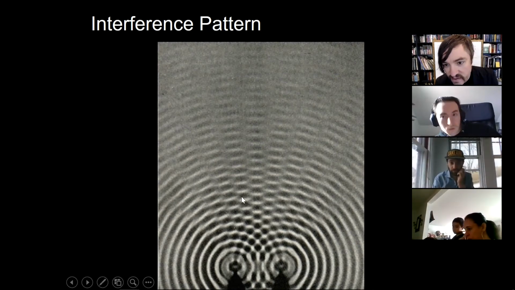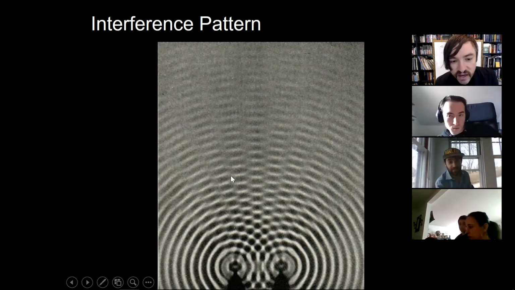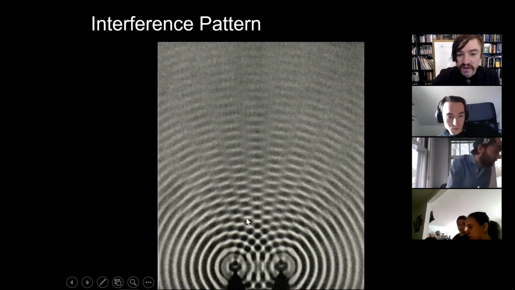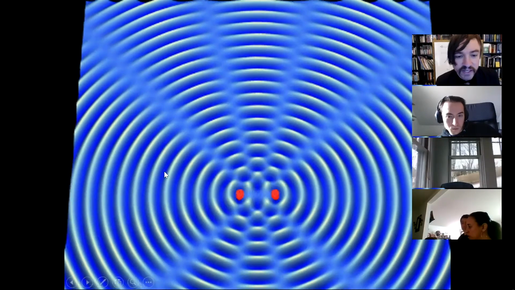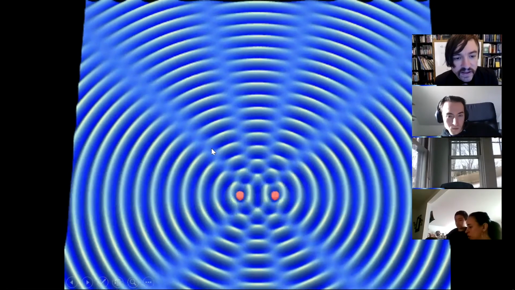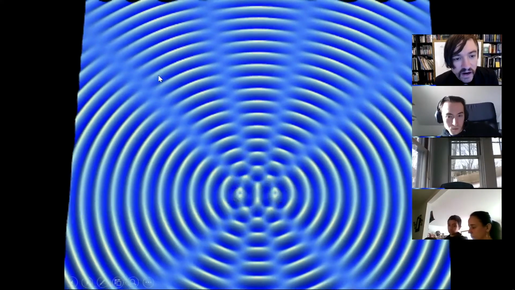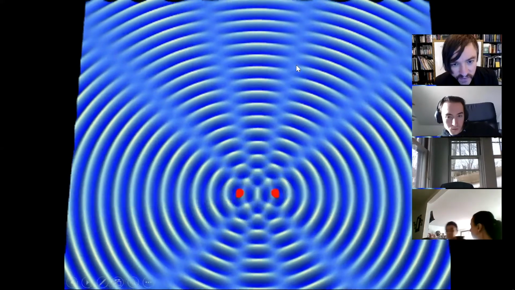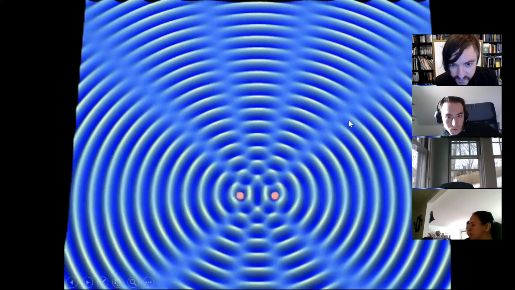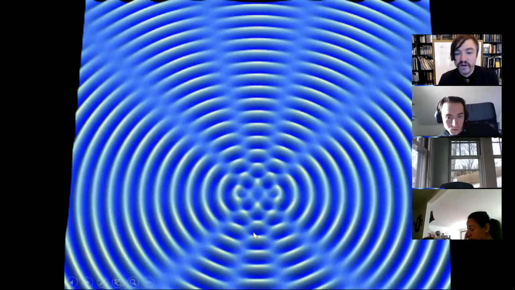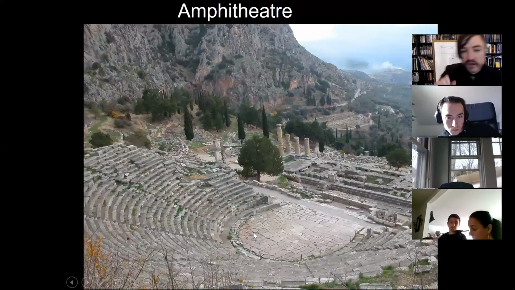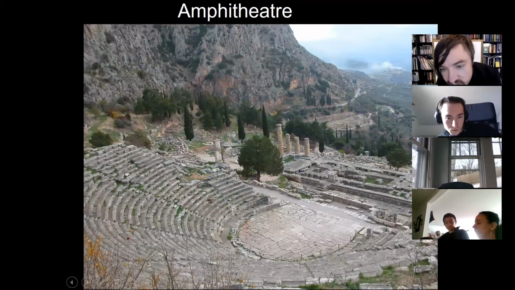Those are regions of destructive interference. Here's a little computer animation of it. You can see our bright crests and our troughs are canceling each other out to make these destructive interference nodes. And by the way, this occurs not only in water waves, but also in sound waves.